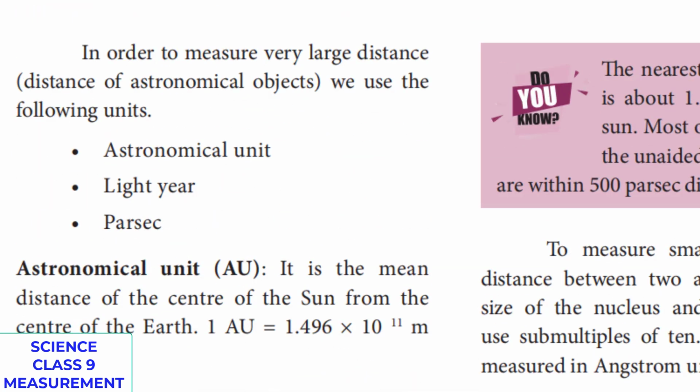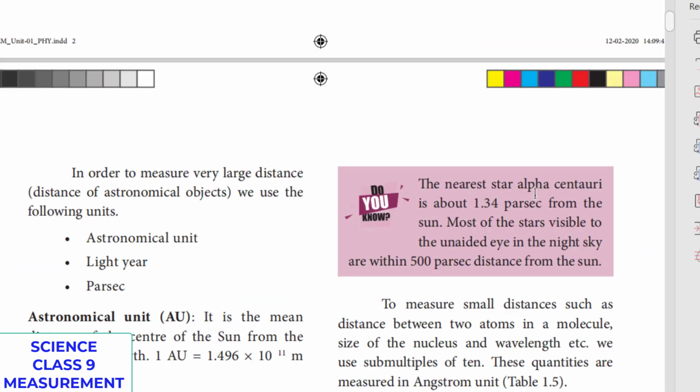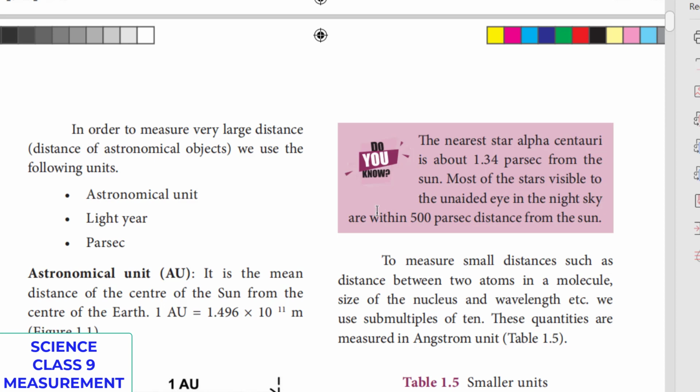And coming to the case of an important point, that is we are living in the Milky Way galaxy. Is it not? So the nearest star, Alpha Centauri, is about 1.34 parsec from the sun. Parsec is the unit measured for objects which are outside the solar system. Alpha Centauri is the nearest star, and it is at 1.34 parsec from the sun. Okay, most of the stars visible to the unaided eye in the night sky, if you look at the night sky, you can see many stars, is it not? Because they are located within 500 parsec distance from the sun.